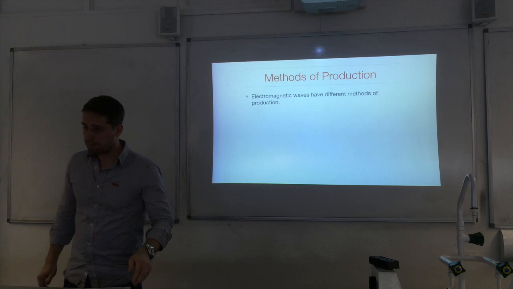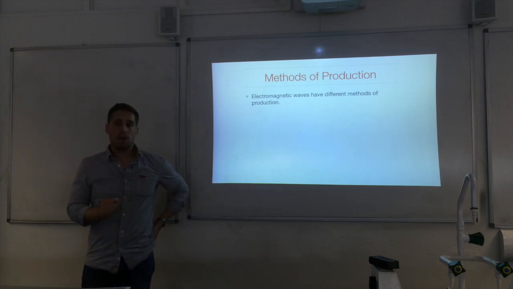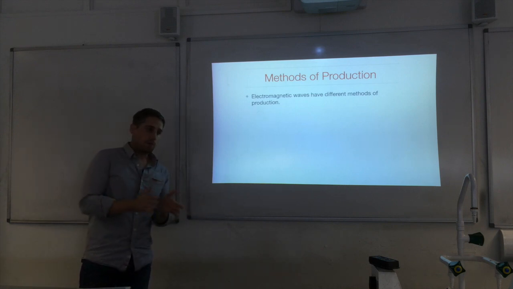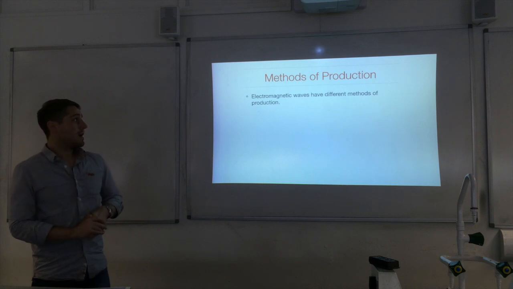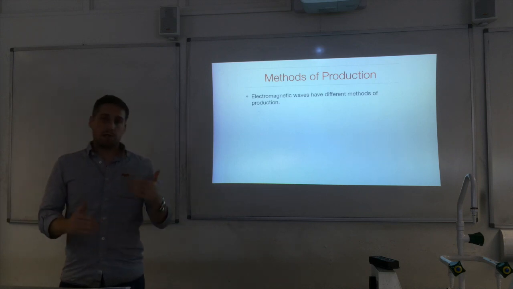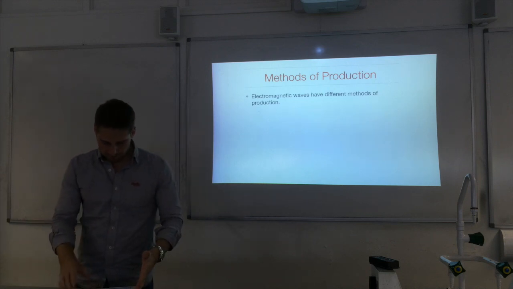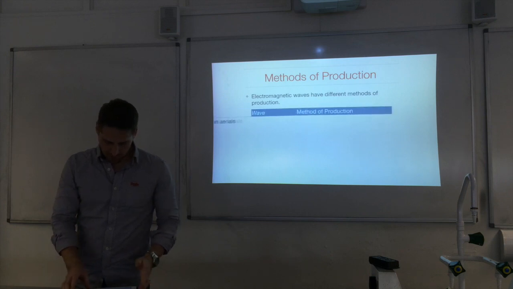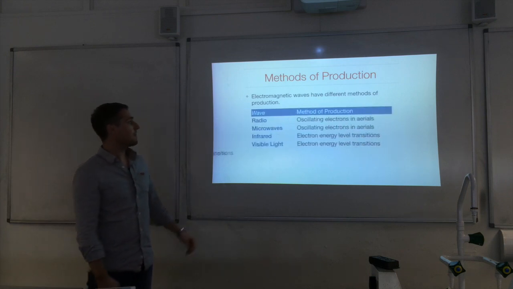Methods of production. Now, I just said earlier that X-rays and gamma rays, there's a lot of overlap with the frequency and wavelength. What's different about them is how they are produced. So let's have a look at the methods of production.